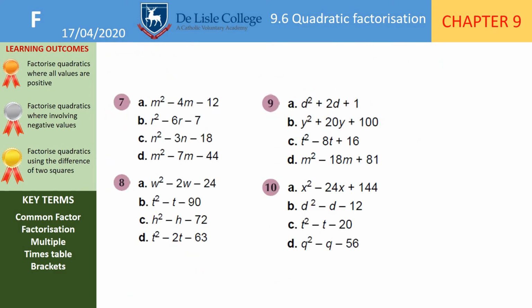Oh, good fun. We've got some more, just to check that you're happy. Remember when, like 8b, when it says t squared minus t minus 90, it means t squared minus 1t minus 90. Pause the video and have a go at those to secure your learning.